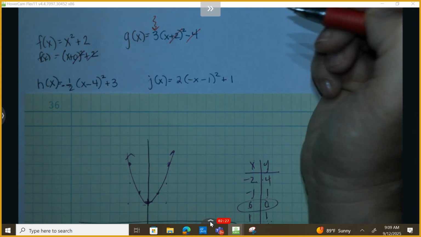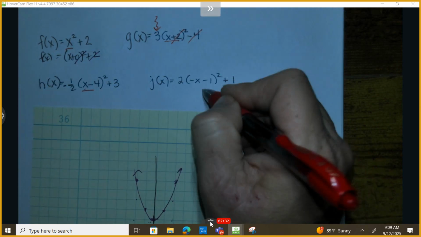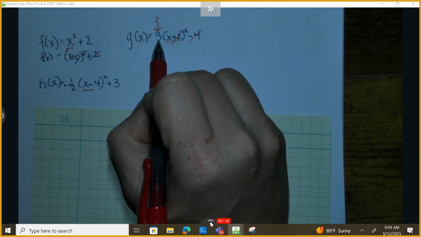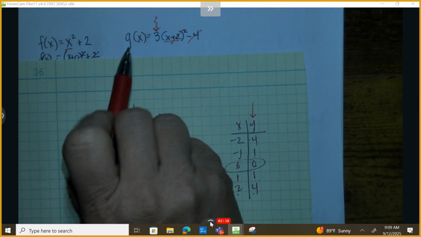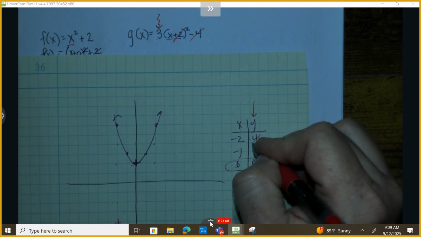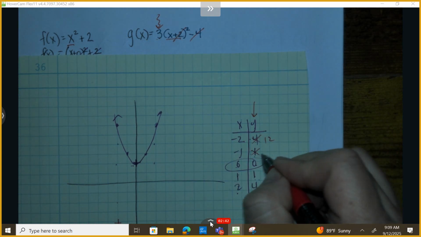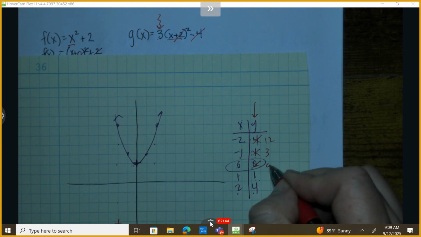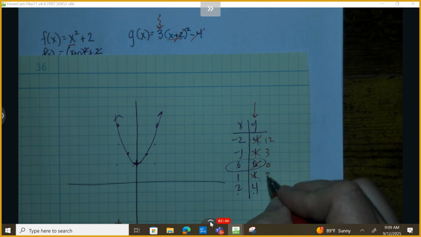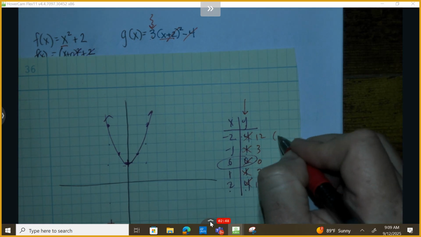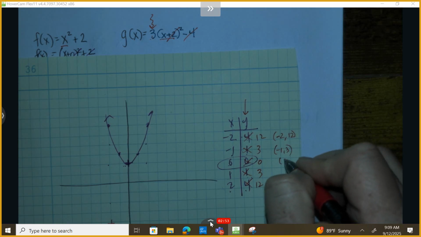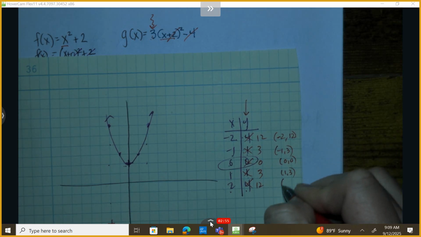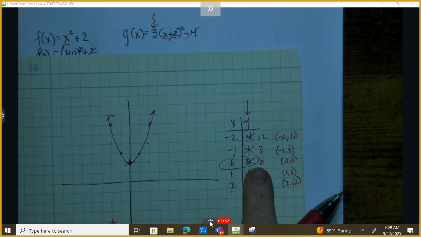Any value that's directly in front of the parent function, this is your parent function, okay? Any value that's directly in front, we will always multiply by the y's. So I'm going to take 3 times 4 to get 12. 3 times 1, 3 times 0, 3 times 1, and 3 times 4. Now when I look at this, I had the ordered pairs -2, 12, -1, 3, 0, 0, 1, 3, and 2, 12. How does that help me?